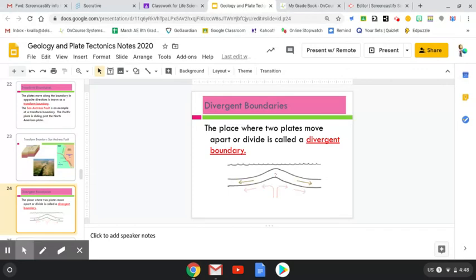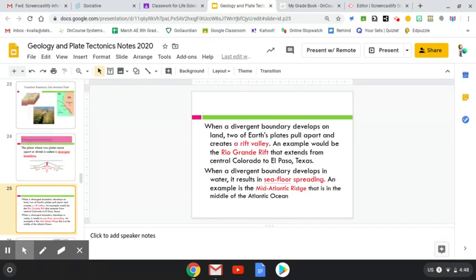Next is divergent. You can see the little visual here. If you say divergent, you're thinking different, so they're going in different directions. When two plates move apart or divide, it's called a divergent boundary. A couple of examples: the Mid-Atlantic Ridge, which is actually happening in the Atlantic Ocean, right off our coast. It's called seafloor spreading. They're going to go apart from one another, and the magma and lava from the convection currents in the mantle is going to come up and fill in that empty spot.